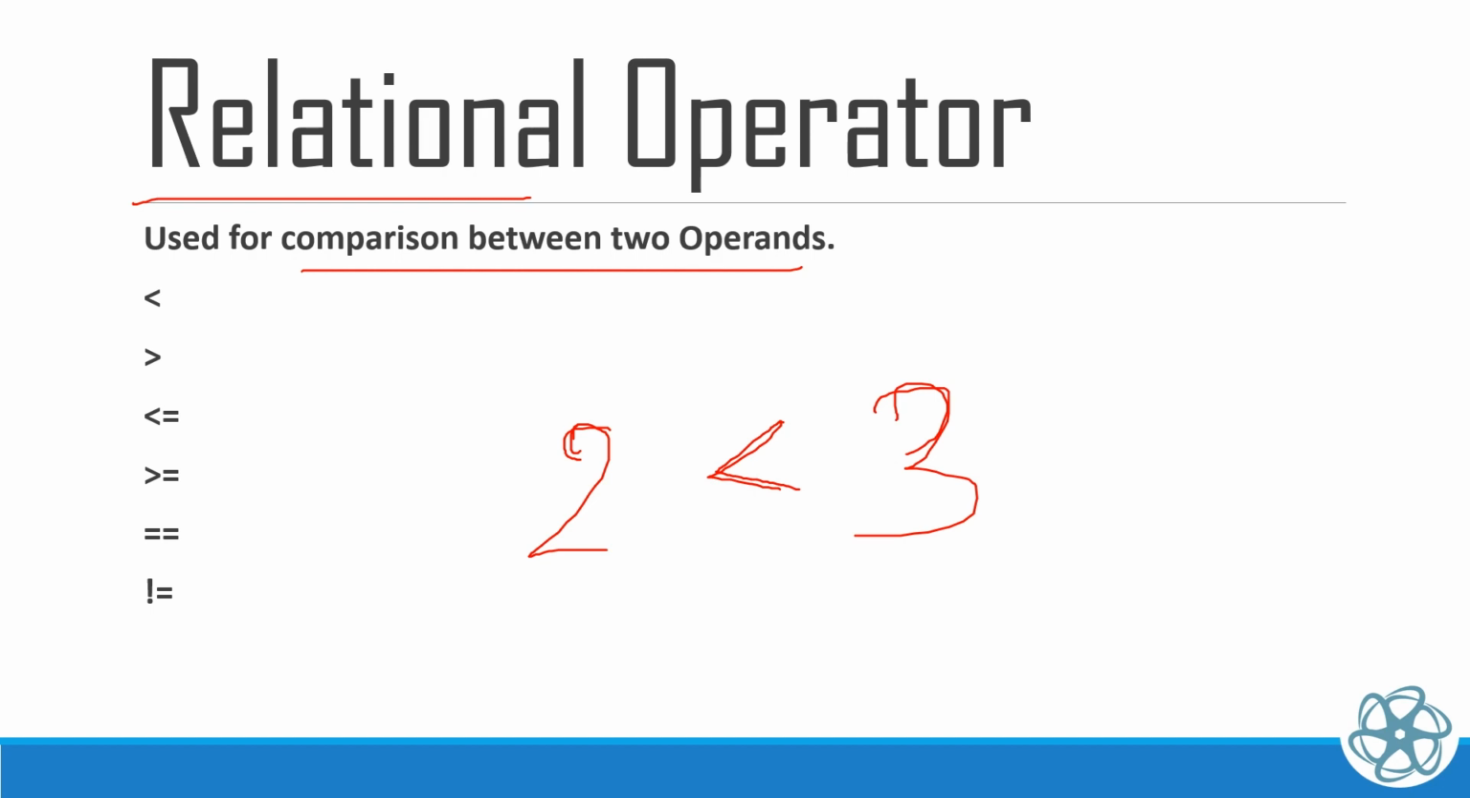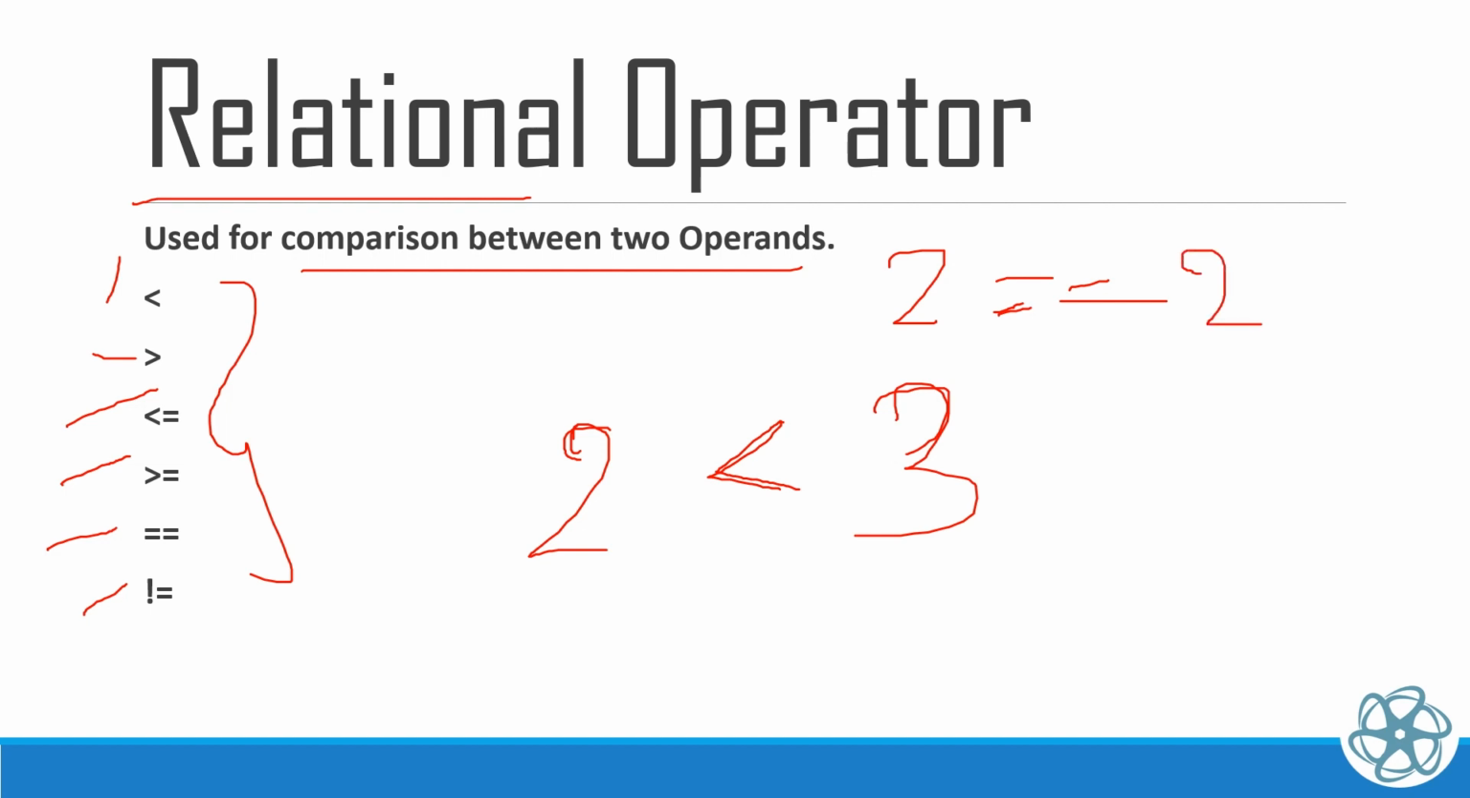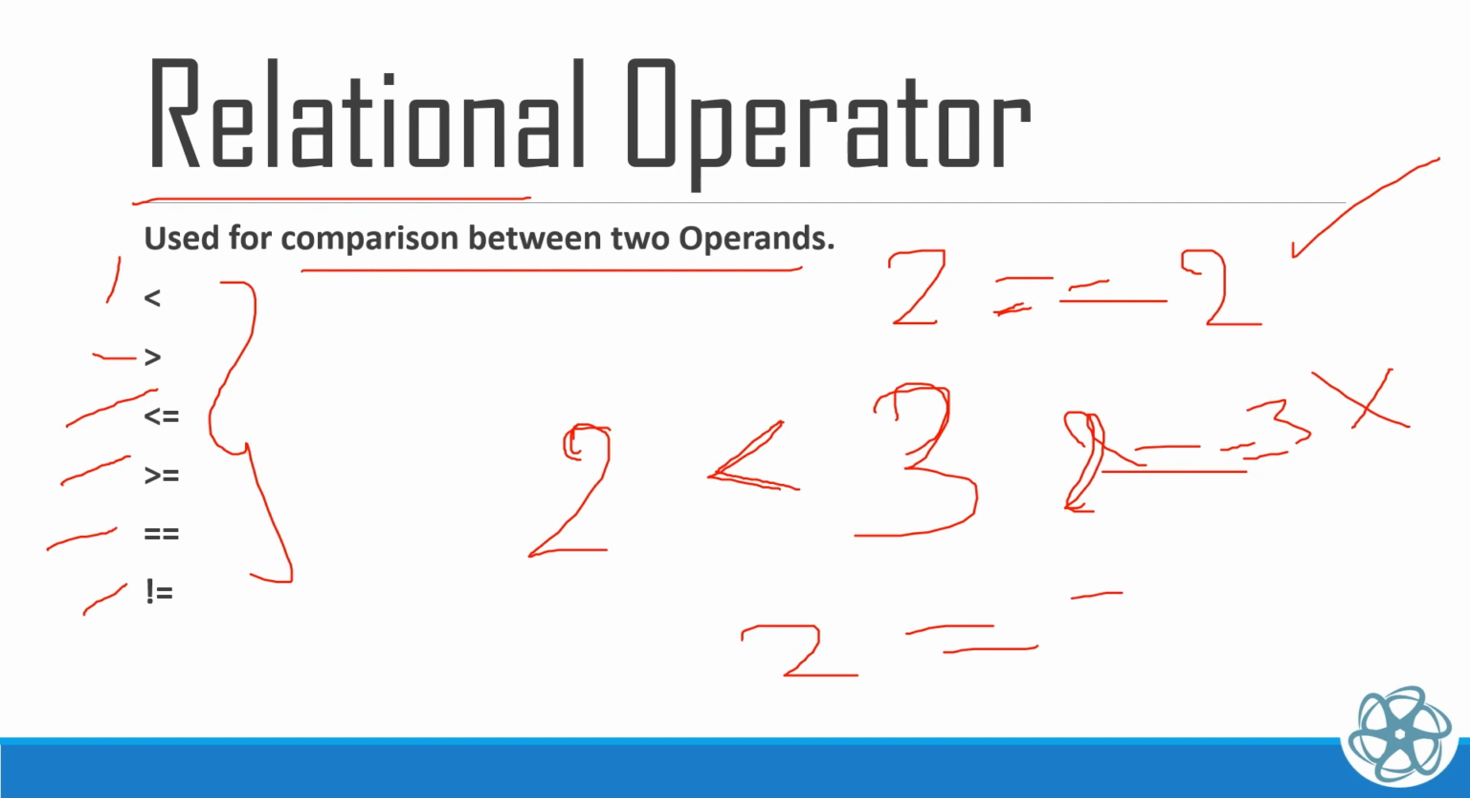Okay, like that we have certain operators: greater than, less than, greater than or equal to, less than or equal to, double equal to, not equal to. Double equal to checks whether 2 is equal to 2 or not, whether 2 is equal to 3 or not. Okay, 2 is equal to 2, yes it is true. 2 double equal to 3, no it is false. In mathematics we use 2 is equal to 3 to check if they are equal, but in programming languages we use double equal to check equality.